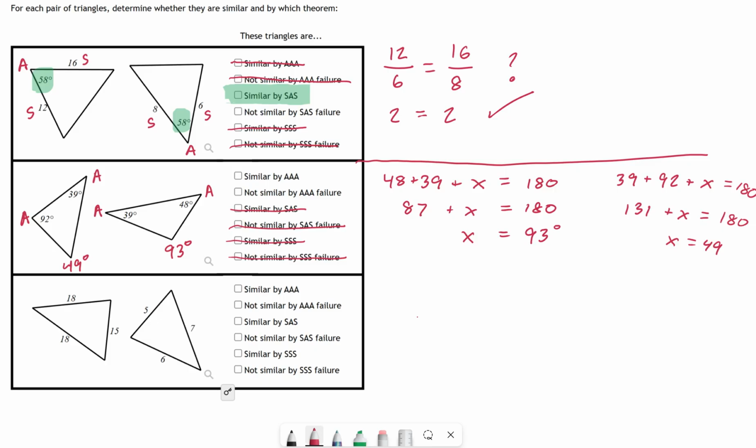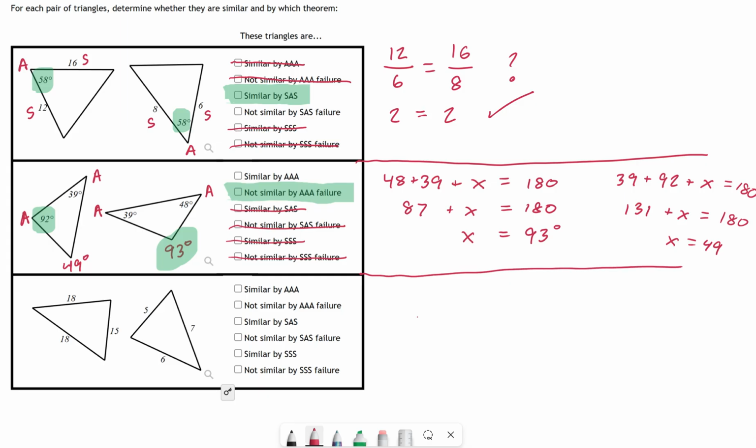Now, do these triangles have three equal angles? If you compare them, you'll see they got really close, but they are not similar. They don't have three equal angles. In other words, you can see this different angle right here. This one's 93, this one's 92. So that's our giveaway.